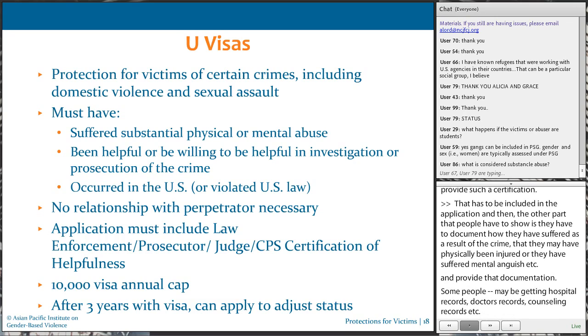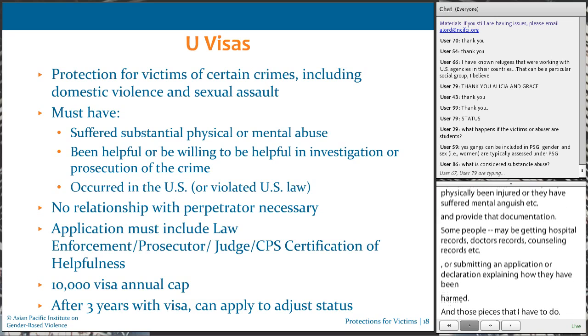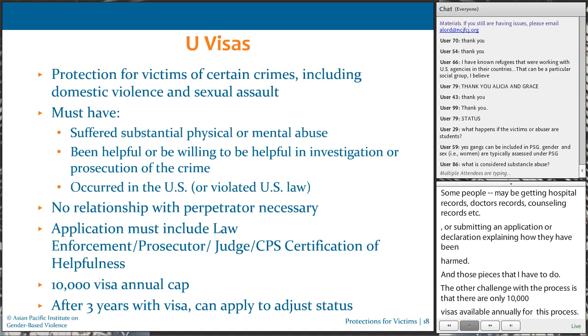The other challenge with the U visa process is that there are only 10,000 visas available annually for this process, and what we have been trying to do for the last 10 years is trying to lift the number of visas available because there's a 10,000 visa cap.